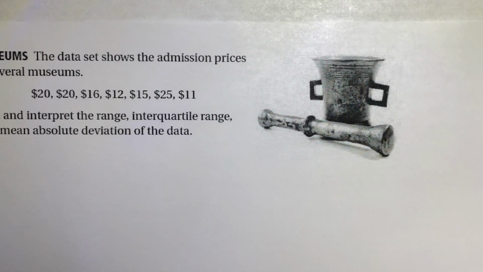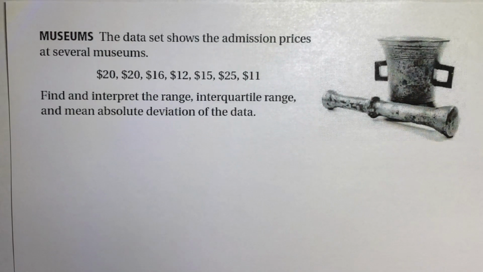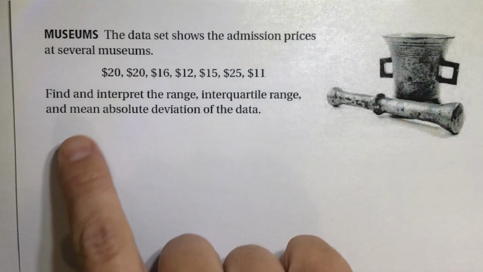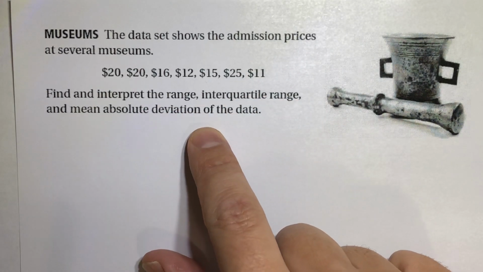That's a single number that tells us that the data clusters close together, that it doesn't vary a lot. And again, that's what we're trying to do. When we have measures of variation, we want to be able to interpret that. And we should see that when our measure of variation is small, it tells me that the data is close together. So we're going to go ahead and look at some prices to get into different museums. So I'm sure many of you have been to museums. So in order to do this, I'm going to follow my steps. It asks me to find and interpret the range, interquartile range, and mean absolute deviation.